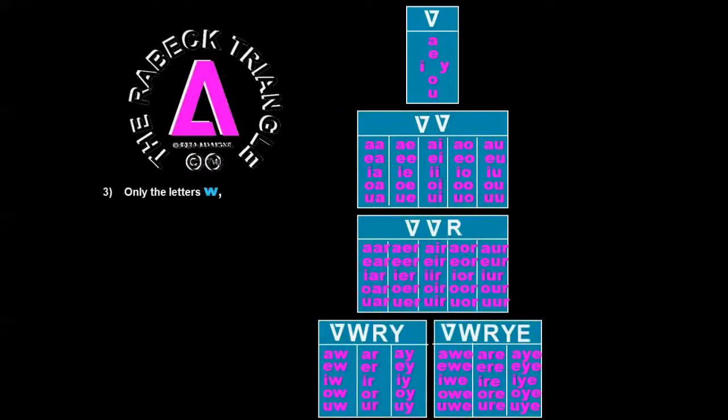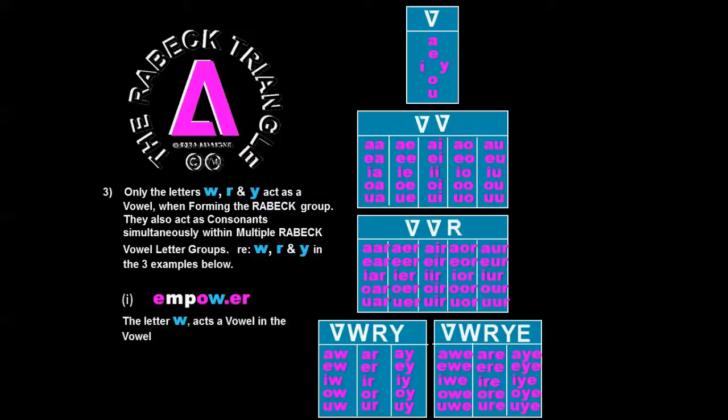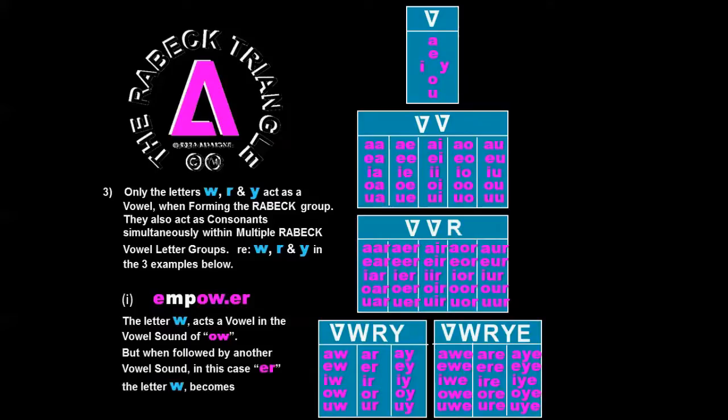Only the letters W, R, and Y act as a vowel when forming the RABECK group. They also act as consonants simultaneously within multiple RABECK vowel letter groups, W, R, and Y, in the three examples below. Empower. The letter W acts as a vowel in the vowel sound of owl. Owl. But when followed by another vowel sound, in this case, the letter W becomes a consonant immediately after. Empower.